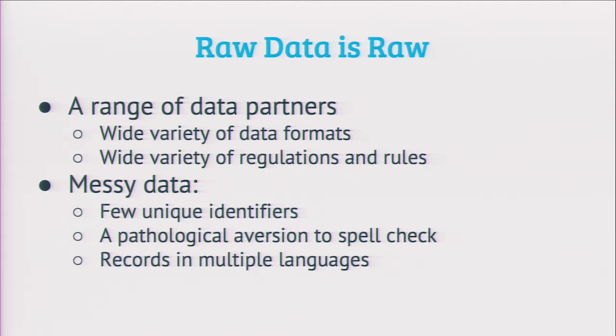We've got a range of data partners. There's a wide variety of data formats that we're getting the data in. There's a wide variety of regulations and rules about how we can use this data, and it's pretty messy data. If we're lucky, you'll get a tax ID, but usually you won't. Like in the US data, there's no unique identifiers for these companies. There's just these unstructured text fields where you have a company name and an address, and you want to make something valuable out of that, but you have like 450 million records.